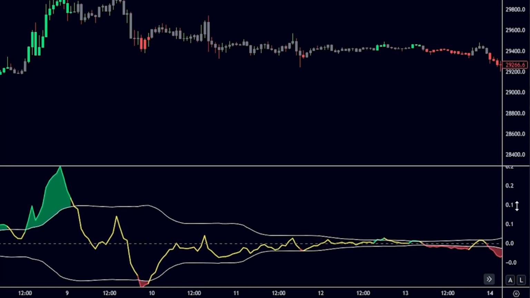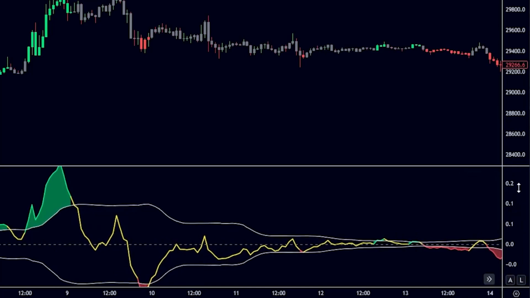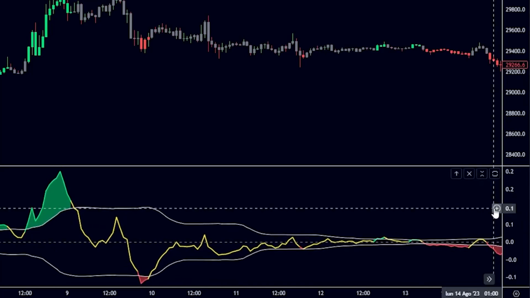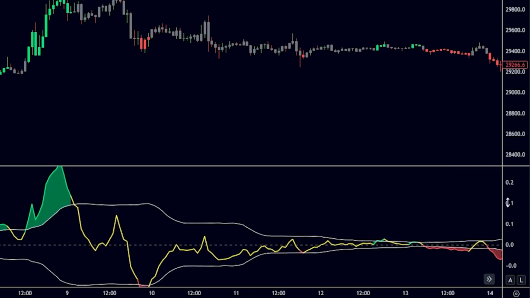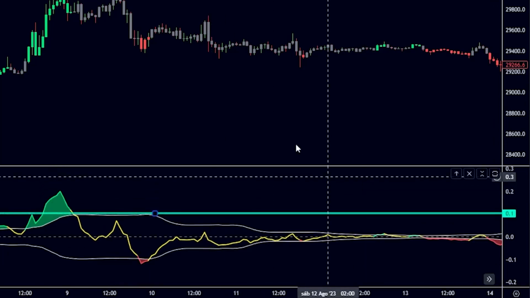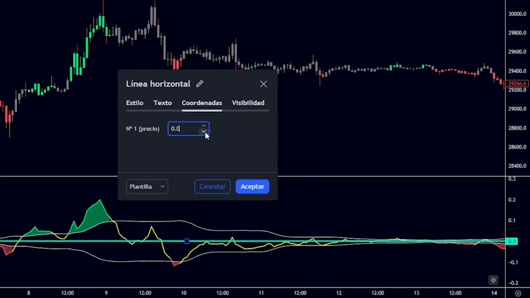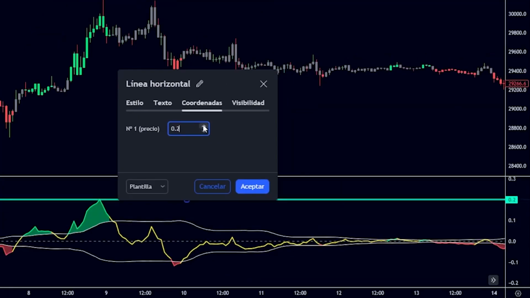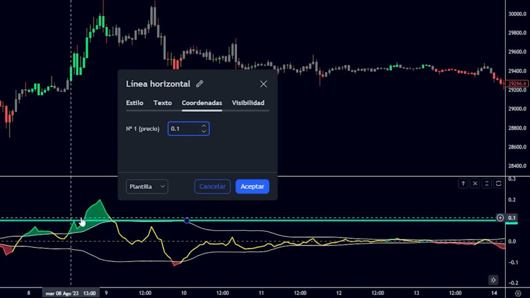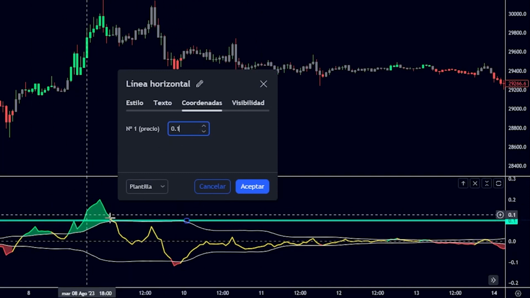If you zoom in a little, you can see that the same digit is expanding, but you just have to place it at the last value of 0.1 that appears. We simply throw a horizontal line and make sure that the coordinates are at 0.1. As you can see, if we go down, it moves all that distance to the line, and if you place it this way, it will be much easier to be right in the area.